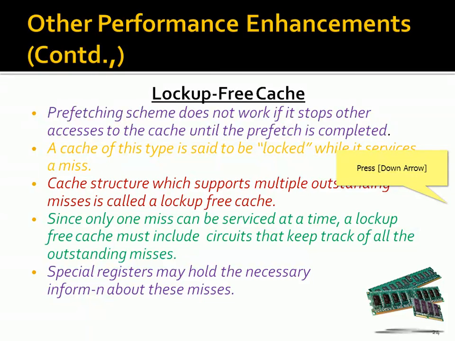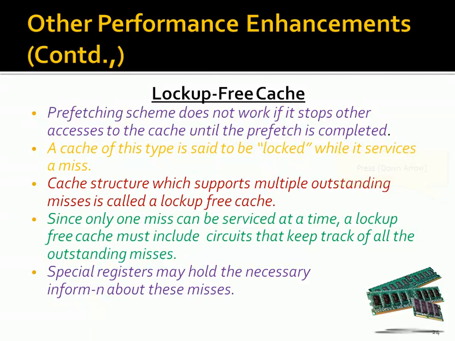Since only one miss can be serviced at a time, a lockup-free cache must include circuits that keep track of all the outstanding misses, so that several misses in the system can be tackled in bulk. Special registers may hold the necessary information about these misses. Those are part of the future discussion, concerned with the performance of handling this miss penalty and increasing the hit rate. So all this will be taken care of.